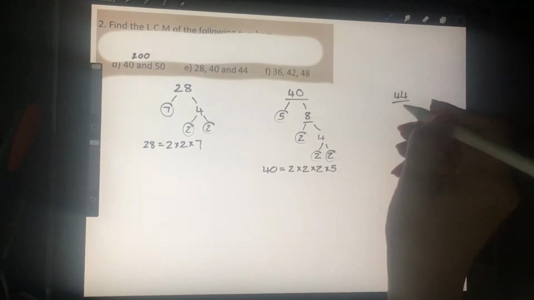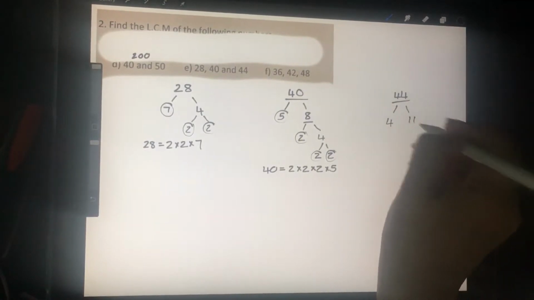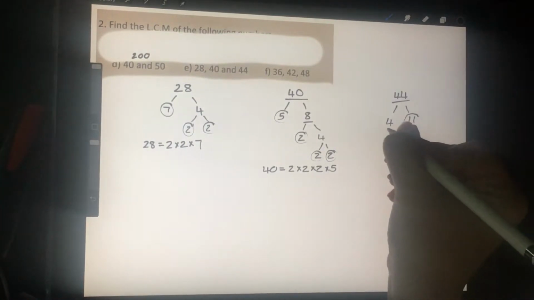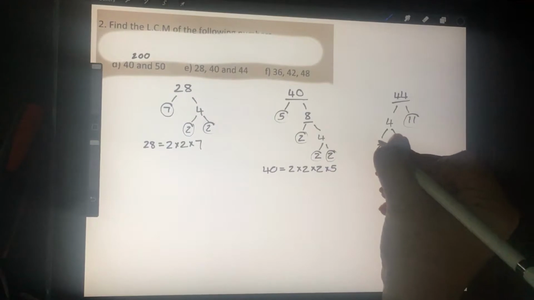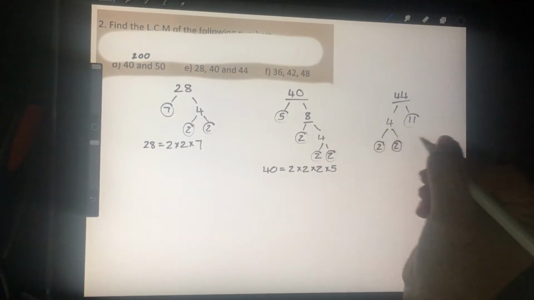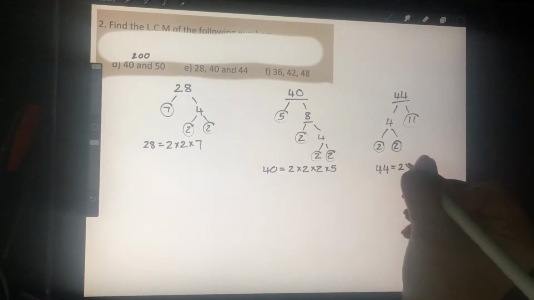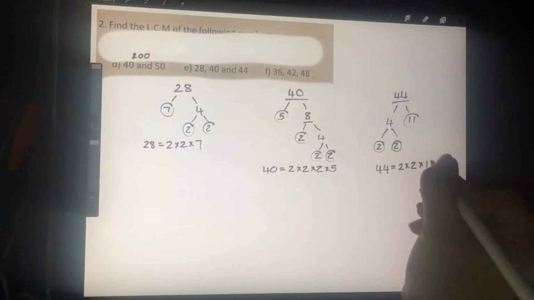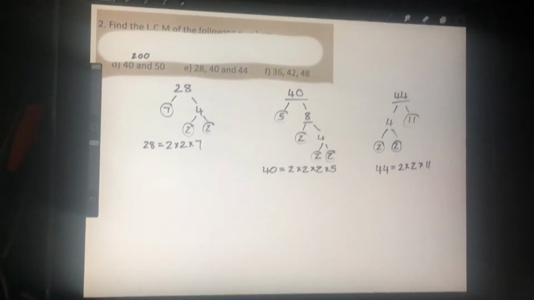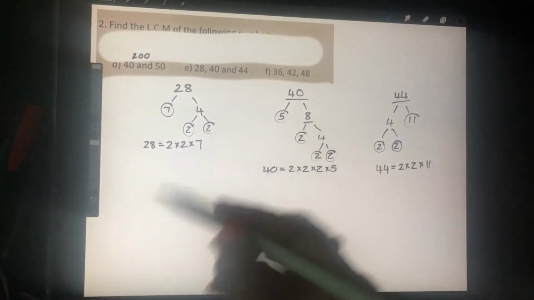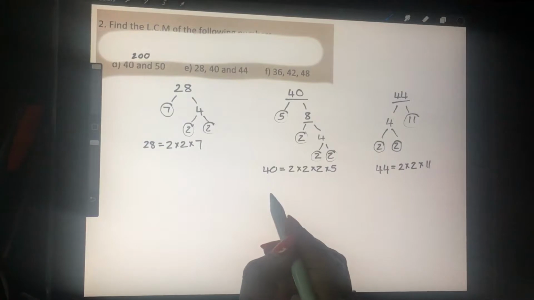For 44, I'm going to break that up into 4 times 11. 11 is a prime number, and 4 can be broken up into 2 times 2. So if I want to rewrite 44 as a product of its prime factors, it's going to be 2 times 2 times 11.